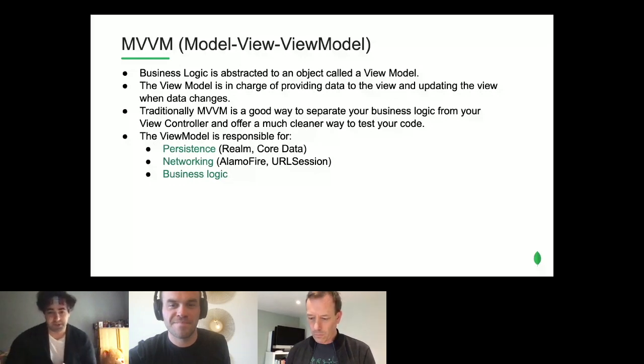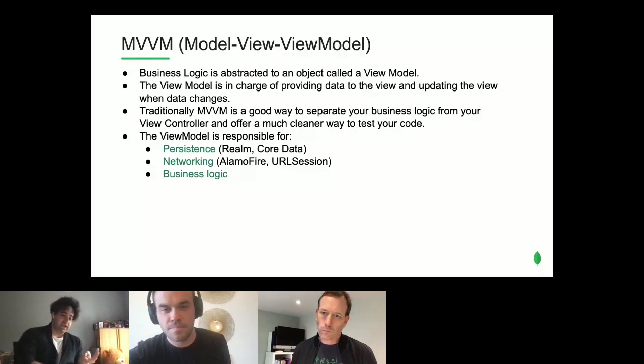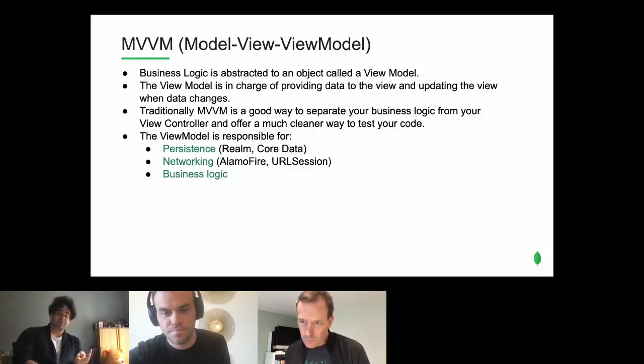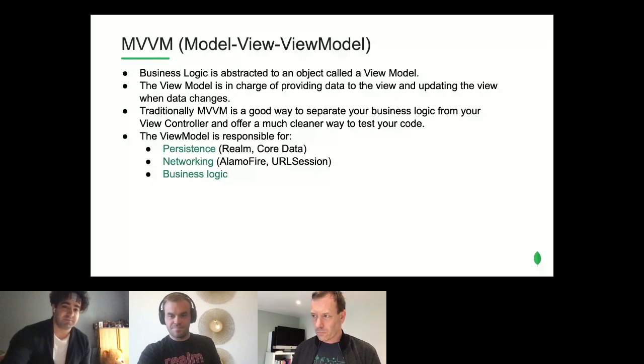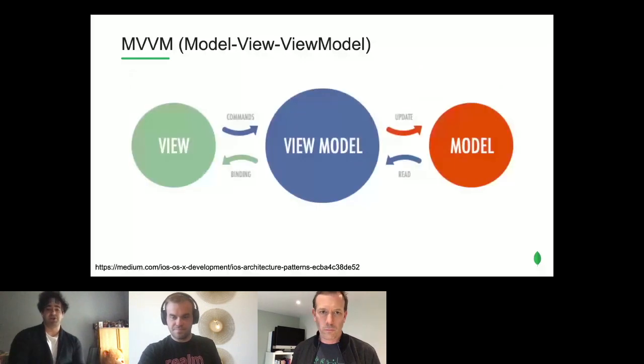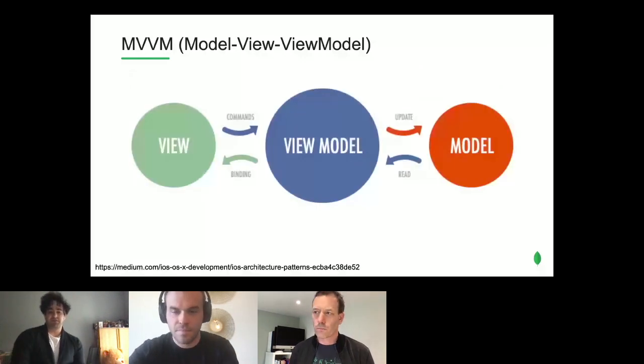So the view model is responsible for persistence, networking, and business logic. The view model is going to be your data access layer, which is kind of awkward when it comes to something like Realm, since Realm is the data access layer. I will dig more into that, but with SwiftUI, you end up with a few extra bits that don't really make much sense anymore.